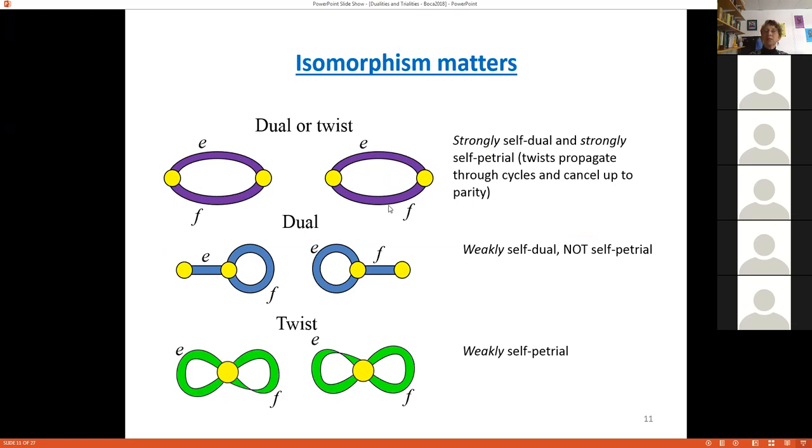The twists propagate through cycles and they cancel up to parity. So if I put a half twist on both of these edges, right, if I took the Petrie dual here, those twists would propagate through and cancel each other. So this graph is also self-petrial. This graph down here is weakly self-petrial. If I take the Petrie dual of this, again, I have to map E to F and F to E in order to get the isomorphism.